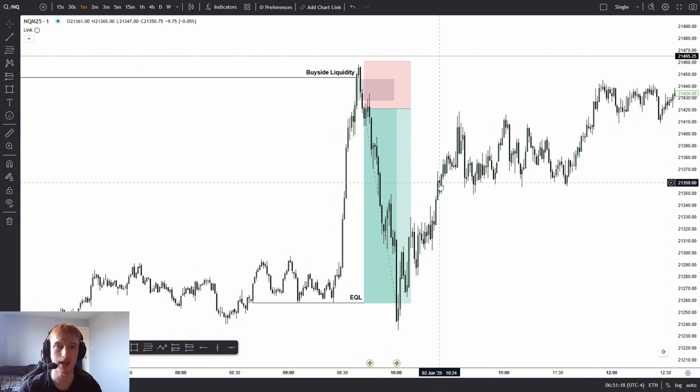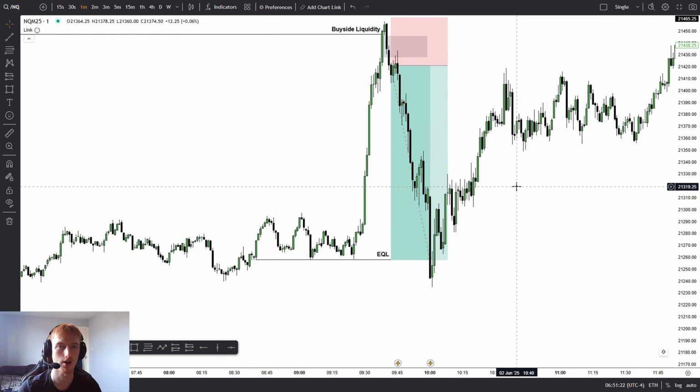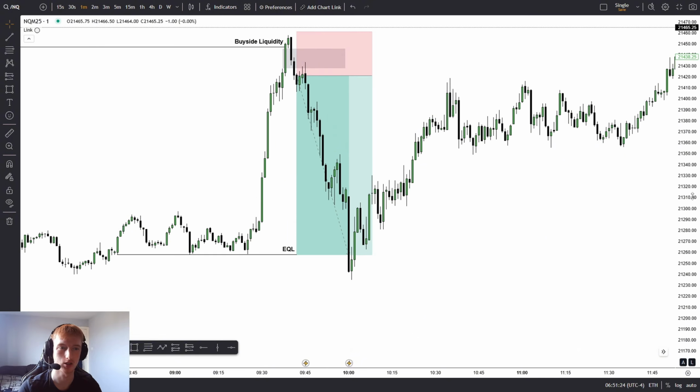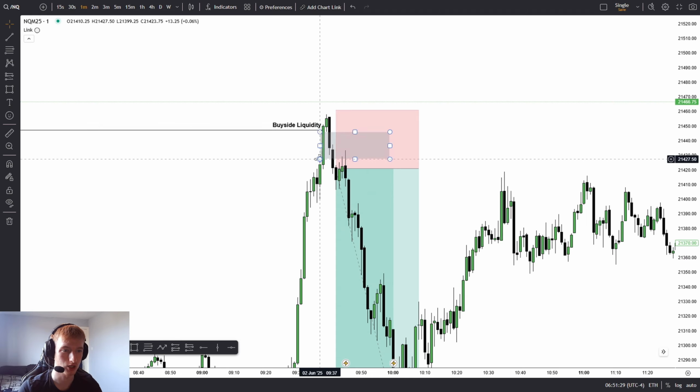So what is the inverse fair value gap model? There are a few examples on the screen right now of what an inverse fair value gap is. If you have anything to do with ICT, you've probably heard of it. Basically, we're looking for a fair value gap, which is a 3-candle formation: top of the first candle, bottom of the third, to create a bullish fair value gap.